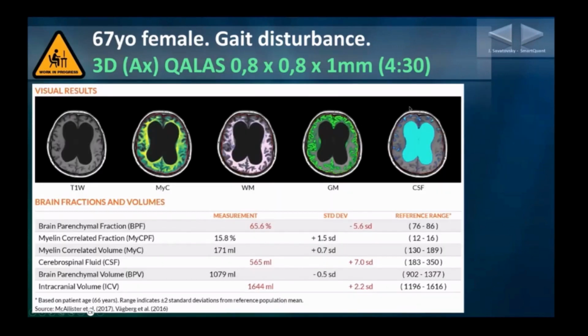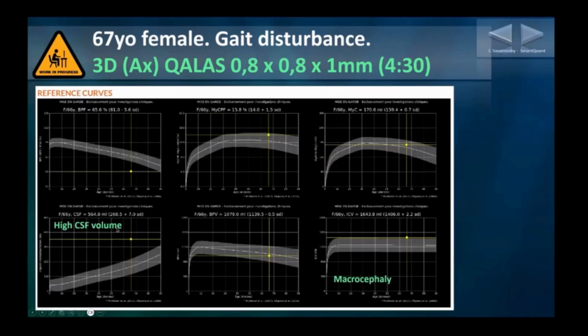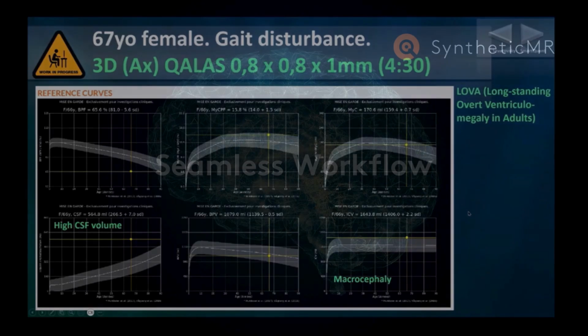And which is very interesting in hydrocephalus is that I will have the CSF volume quantifications. And as you can see in this patient, we have a very high CSF volume. And an additional piece of information that we were not aware of in this patient is that the intracranial volume is also raised. So she has macrocephaly, and it was a clue to diagnose long-standing overt ventriculomegaly in adults.